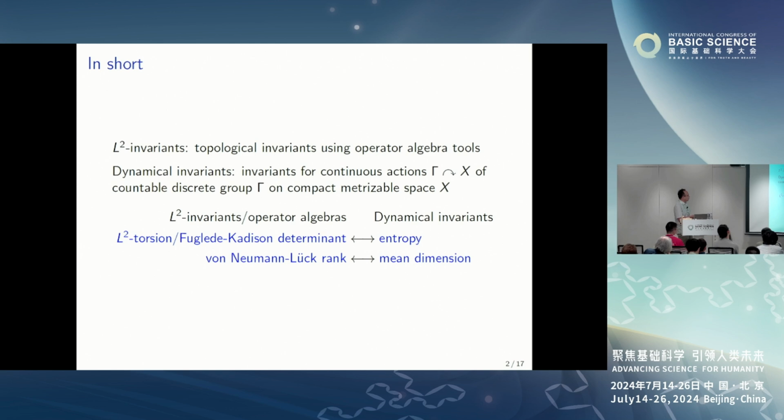This will be in the joint work with Andreas Thom. Another correspondence here is that on the L2 invariants side, we have the von Neumann rank, or you could say one of the L2 Betti numbers. On the other side, on the topological dynamical side, we have the mean dimension. They correspond to each other. Of course, these invariants are defined in totally different settings. When I say they correspond to each other, I have to specify a common setting so that we can make sense of both of them. Then we can say they are actually equal, for example.